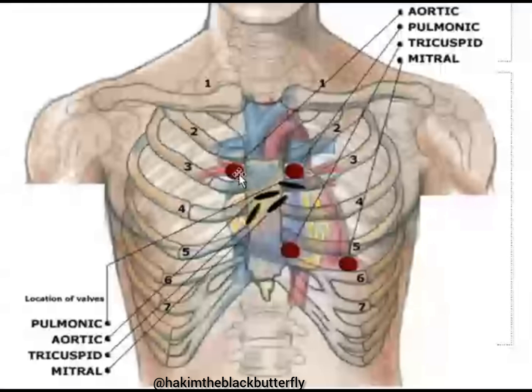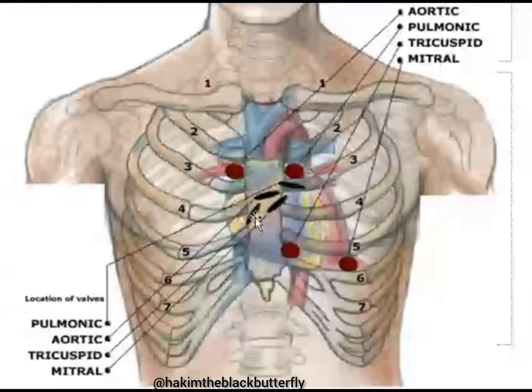Remember, blood in the pulmonary valves moves like that. You auscultate there in that intercostal space. Aortic valve, it moves in that direction. You can auscultate there. You auscultate a valve sound in the nearest intercostal space in the direction of blood flow.